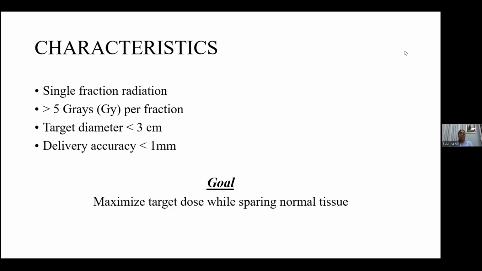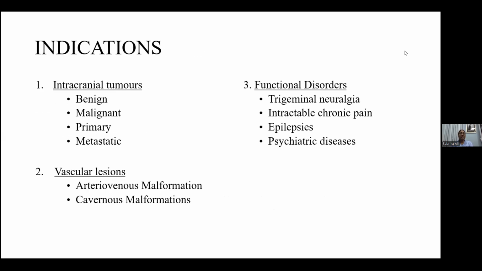All of this is just so that our goal can be achieved. And what is our goal here? We want to maximize the target dose while sparing the normal tissue in the brain. Some of the indications can be classified into tumors, which is what it's most commonly being used for right now, vascular lesions, and functional disorders.